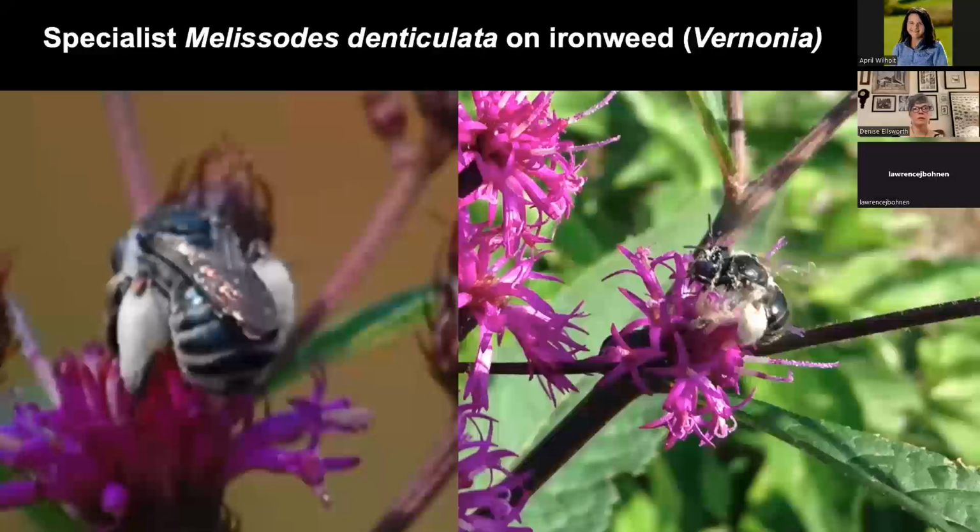So this specialist doesn't have a good name, but it's a specialist on ironweed, this little Melissodes. She only goes to ironweed to collect pollen, which happens to be white, right? See her pollen pockets, all full of white ironweed pollen. Takes that back underground to provision cells for her offspring.